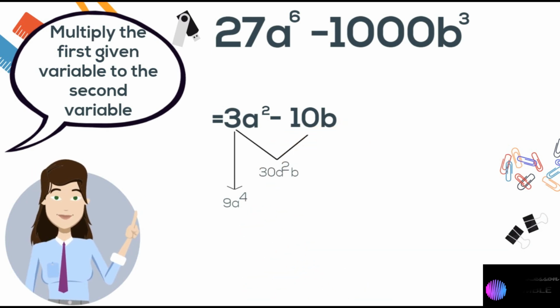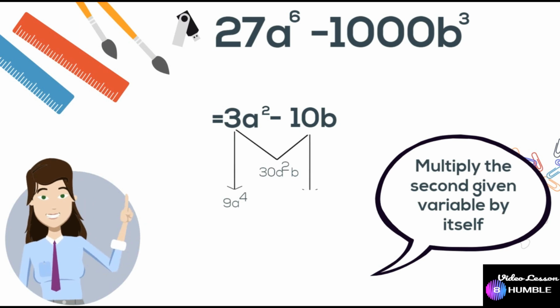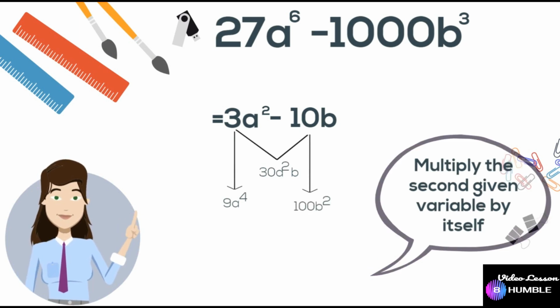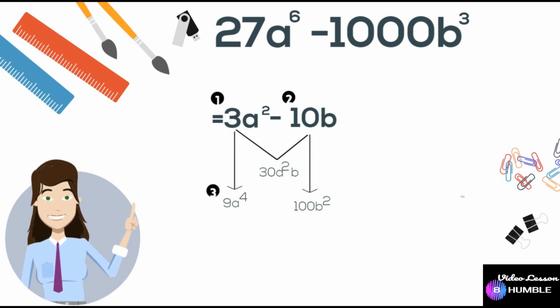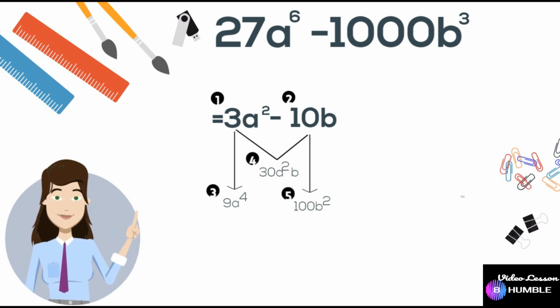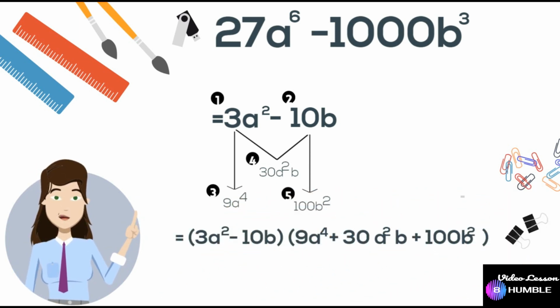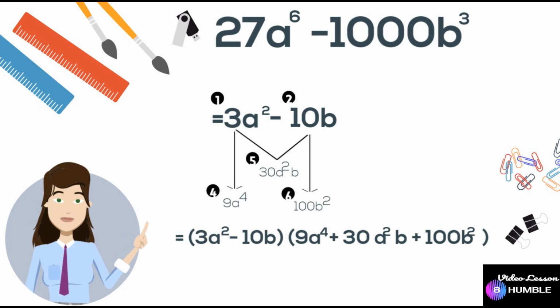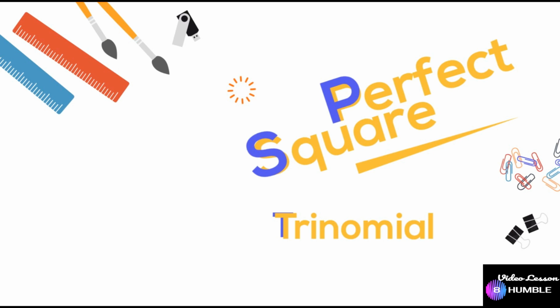Third, multiply the first given variable to the second variable, and that will be 30a squared b. Fourth, multiply the second variable of the answer, so 10b will now be 100b squared. So the answer for 27a to the 6th minus 1000b cubed is 3a squared minus 10b times 9a raised to the power of 4 plus 30a squared b plus 100b squared.